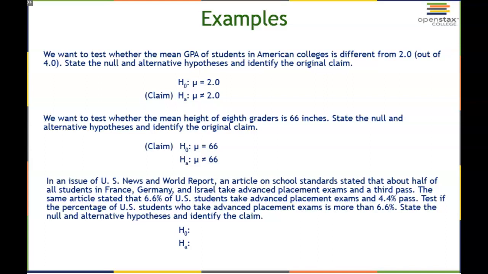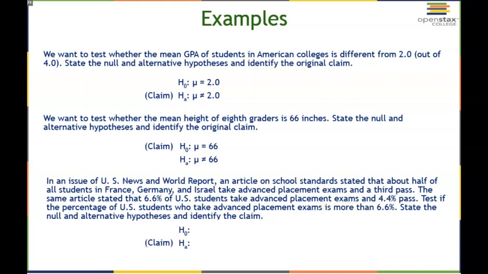Because we're dealing with percentages, we're not going to use mu this time. We're going to use p for proportion. Our keywords, there was a lot of extra text. If you go to the second to the last sentence, you see test if the percentage of U.S. students who take the advanced placement test is more than. That's our claim. Is more than. Is more than is strictly greater than, and that's an HA.